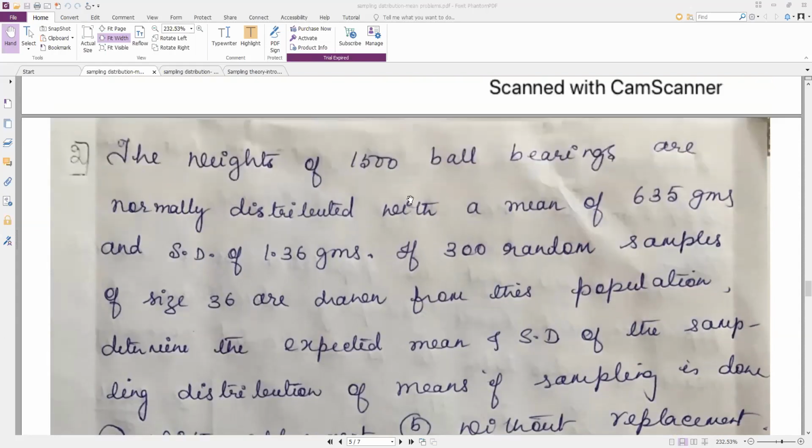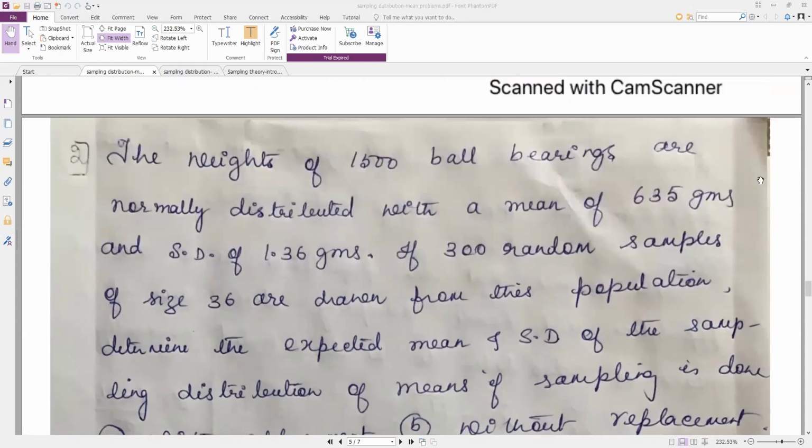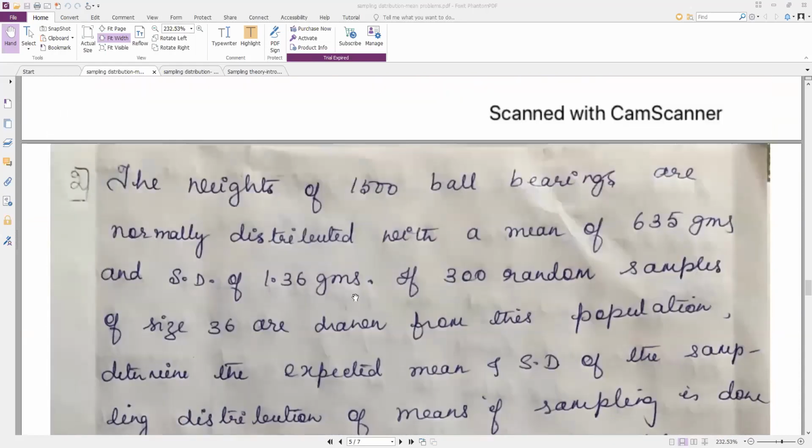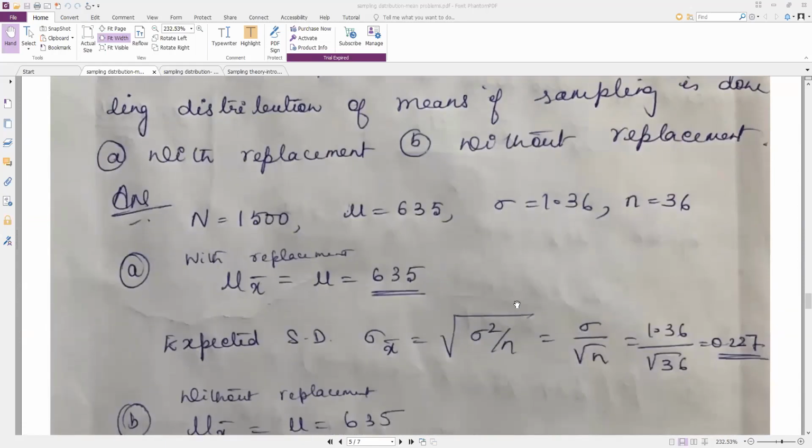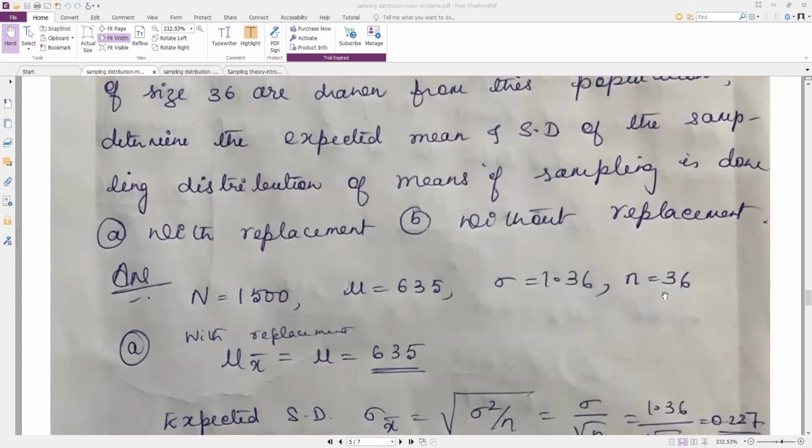So here everything is given. How many ball bearings are there? 1500. So capital N is 1500. What is mean mu? They have given 635. What is standard deviation? 1.36. Now they have taken the samples. How many samples they have taken? Small n is equal to 36. Size of 36. So 36 samples they have taken.